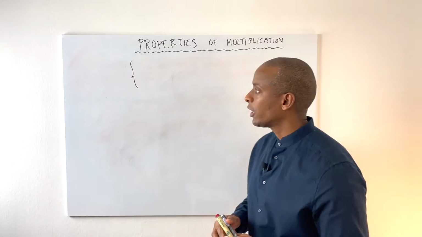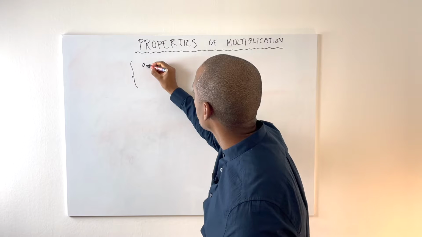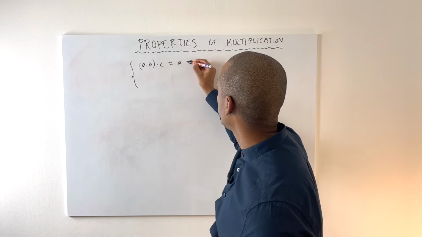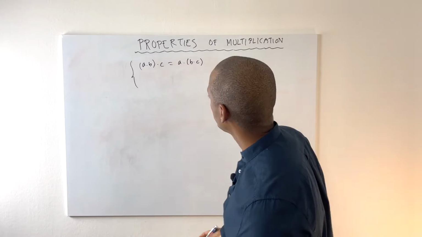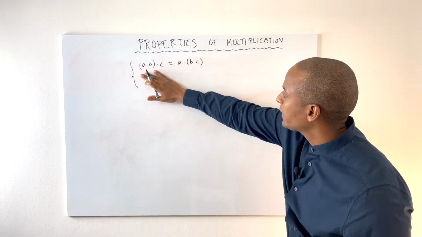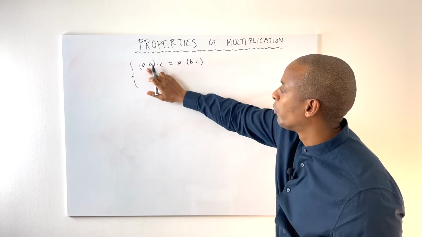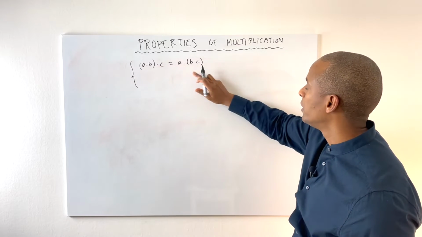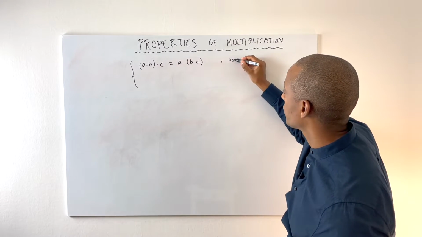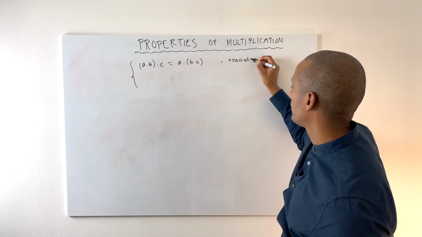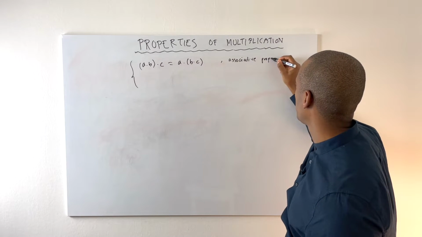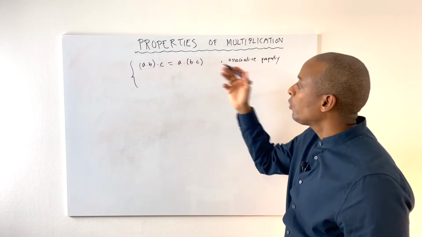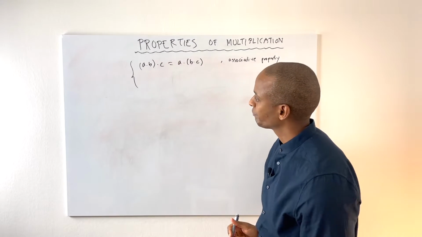It turns out that if we take A times B times C, that's equal to A times B times C, okay? And this is exactly the same thing we had before, but before we had it with the plus signs. Now we're doing it with multiplication. So we call this the associative property. So it turns out that multiplication is also associative, just like addition was.